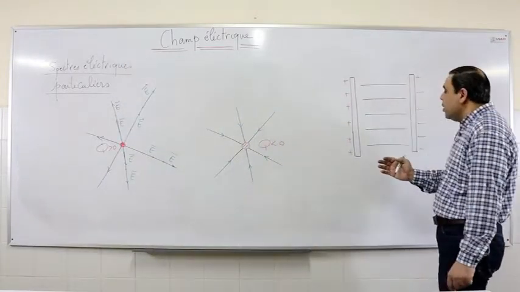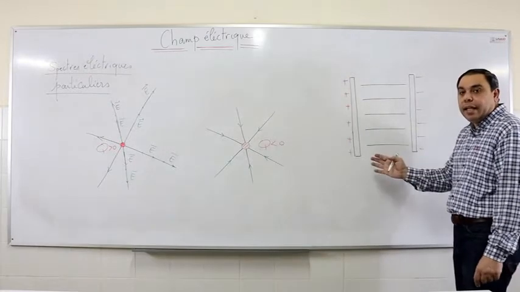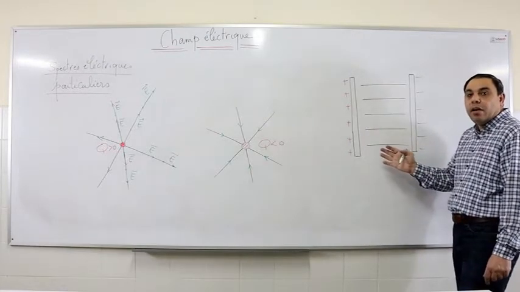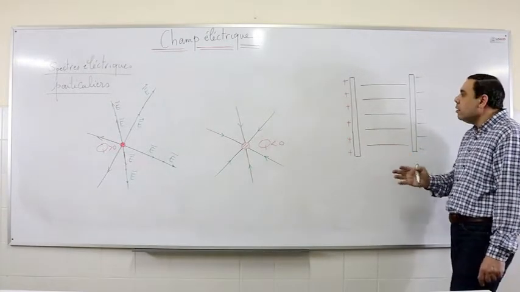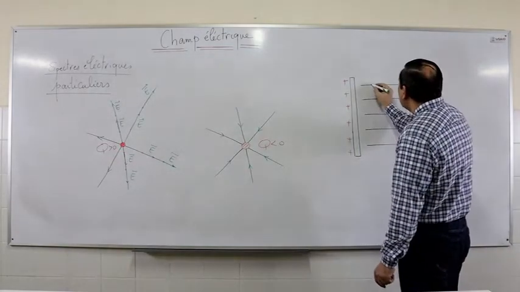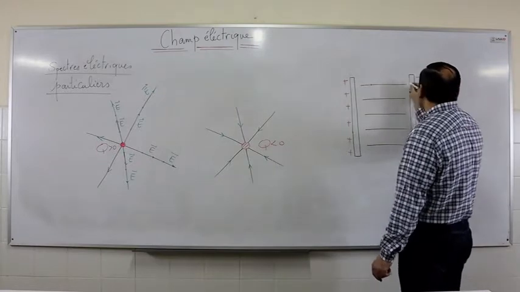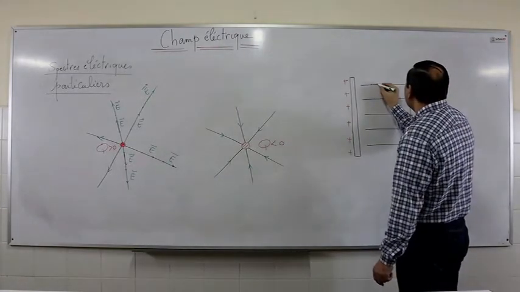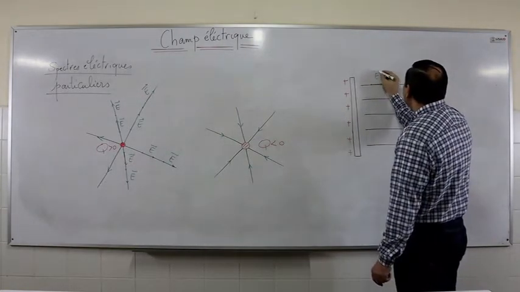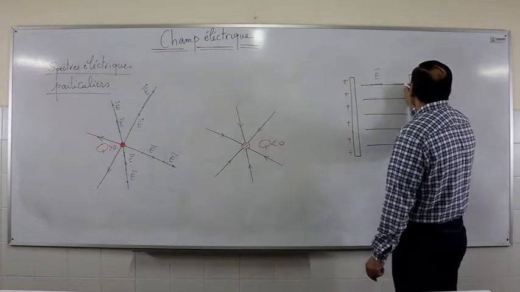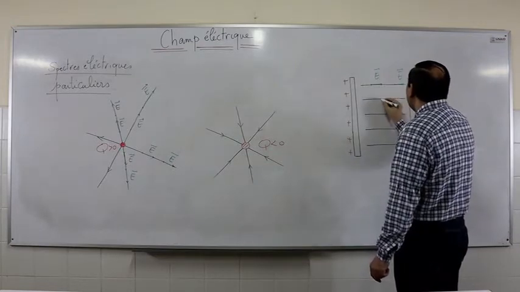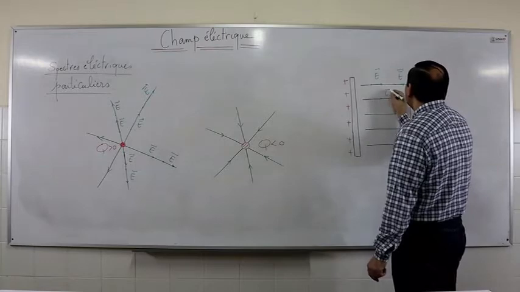Here we want to determine the electric spectrum of 2 charged plates. At this point, the electric field vector is perpendicular to the plates and is oriented from the positive plate to the negative one. This is E. Similarly, this is E. Similarly, this is E.